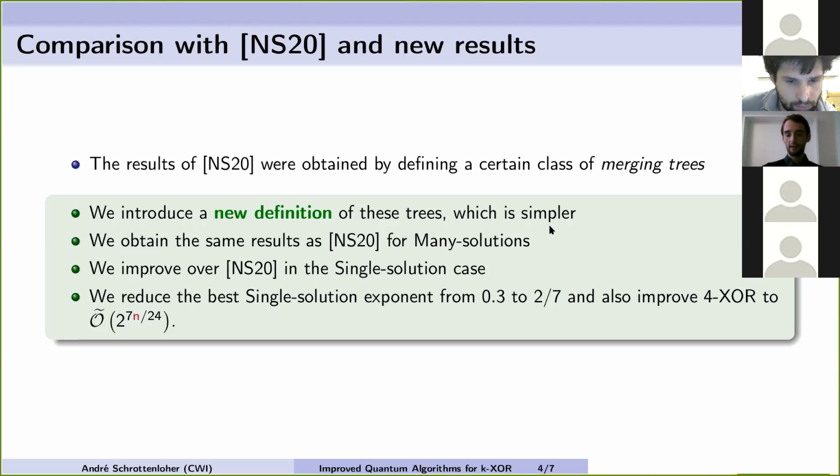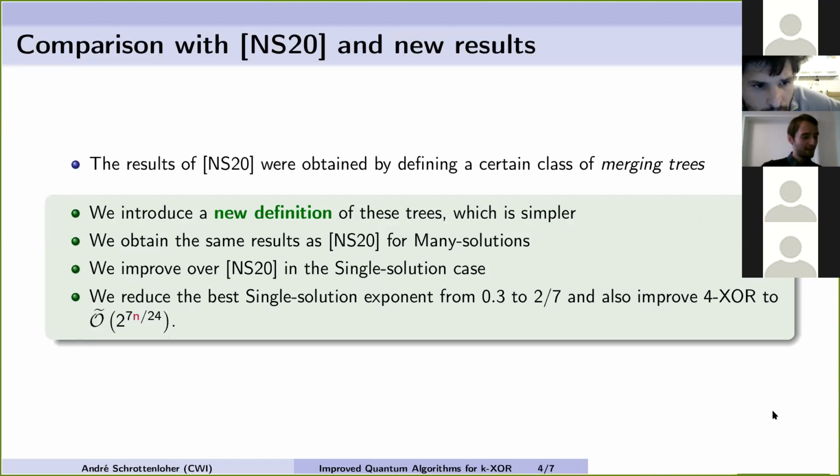It turns out that this is still the same class of algorithms in the many solution case. Now, in the single solution case, there are some constraints, especially one that can be modified, and you can get better complexity from that. So this best exponent in the single solution case goes from 0.3 to 2 over 7, just a little below. And there are some other improvements. Basically, if you're interested in a 4-XOR instance, the time complexity could be reduced to 2 to the 7n over 24, many fractions.